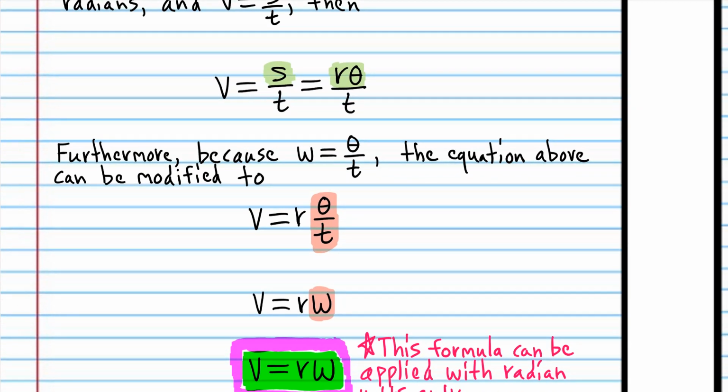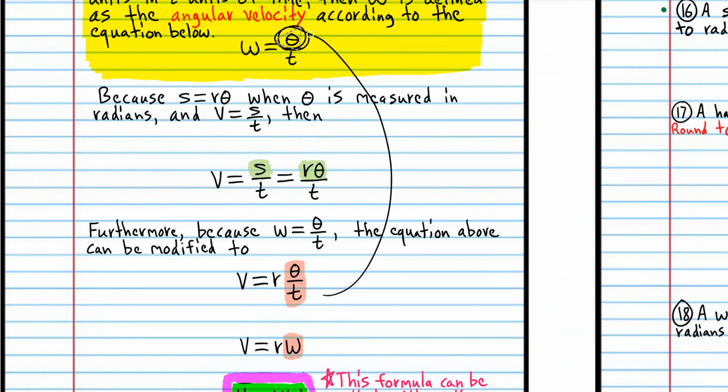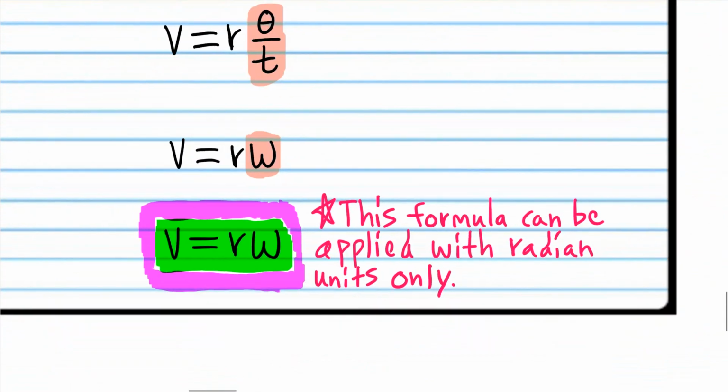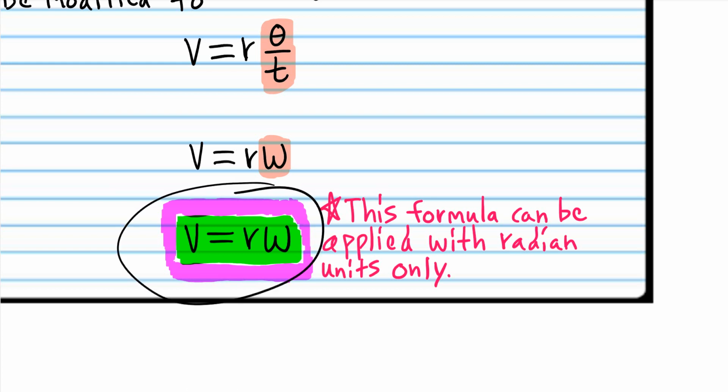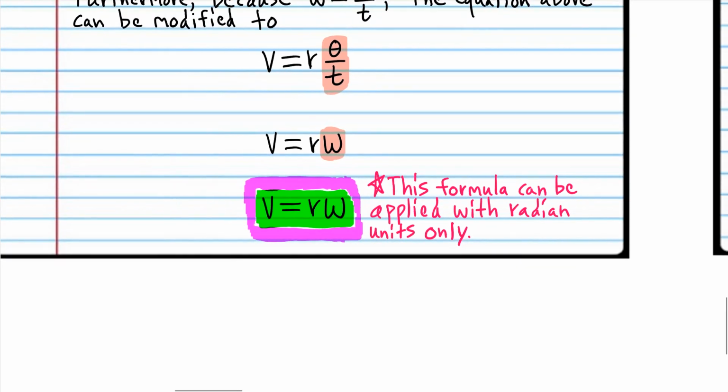But remember, we just defined the rotation divided by the amount of time it takes as omega, the angular velocity. So we're going to change that theta over t to omega. And from that, we generate this equation. The linear velocity is equal to the radius of the circle times the angular velocity. This only works if the object is moving in a circular path, and it only works if theta is measured in radian units. If it's measured in degrees, none of these formulas that we're using today actually work. That's the most important thing to understand.